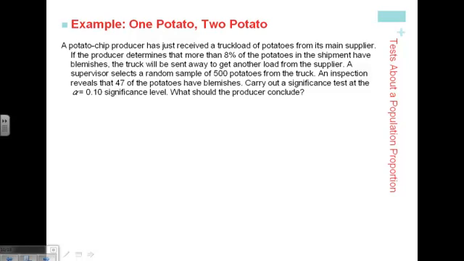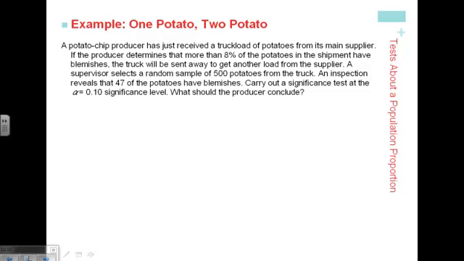Because you guys tend to work well with examples, let's do another example. We've got the potato chips again. A truckload of potatoes comes in. Our tolerance for blemishes on those potatoes is 8%. We take a random sample of the potatoes. 500 potatoes are sampled from the truck, and 47 of them have blemishes. Do we reject the load of potatoes, or do we say bring them in and let's make some chips?